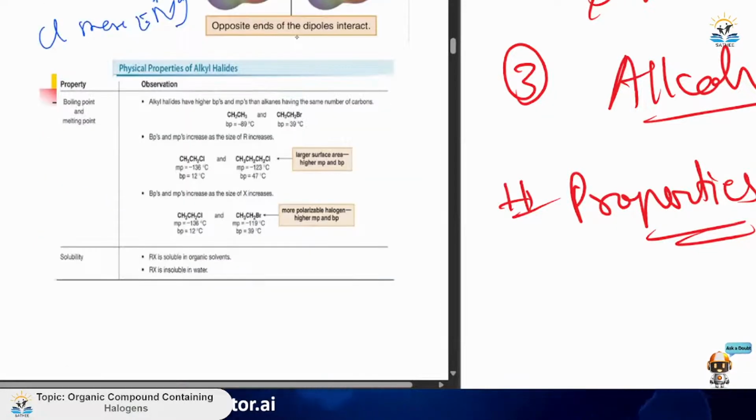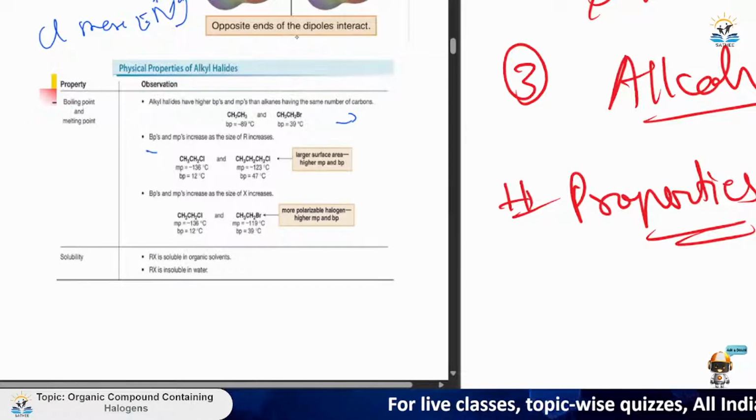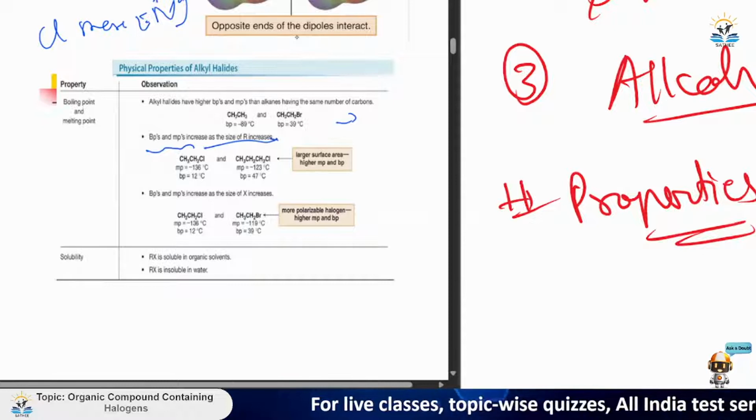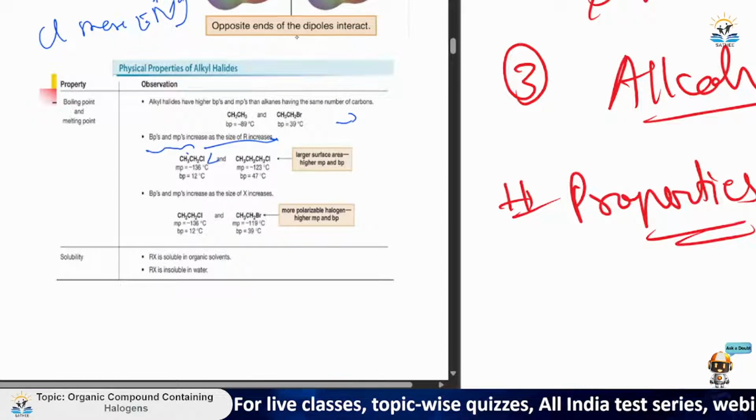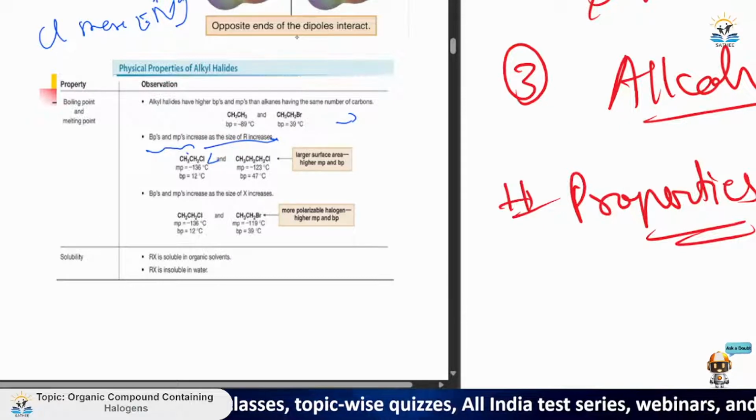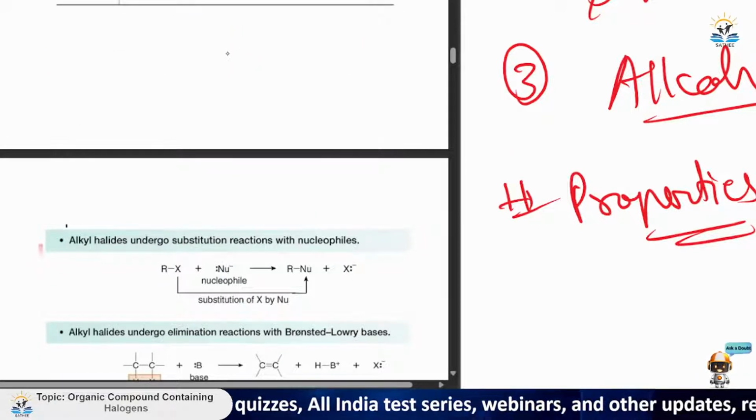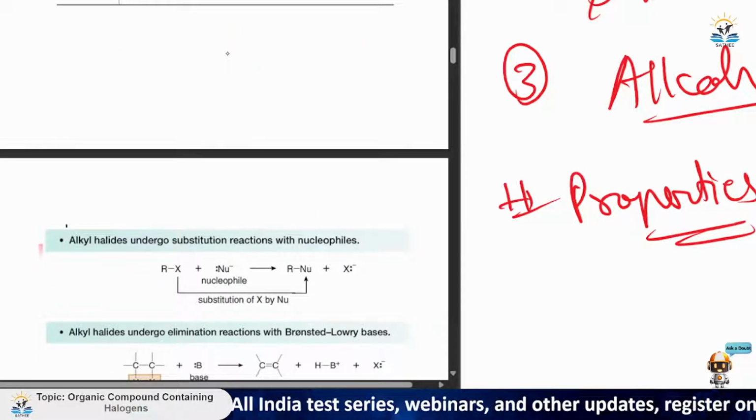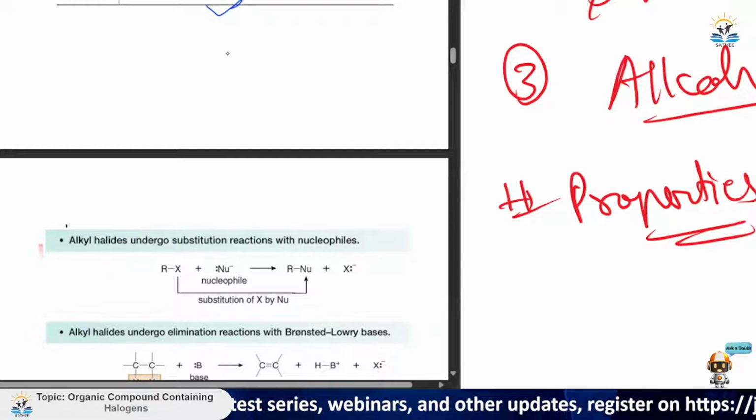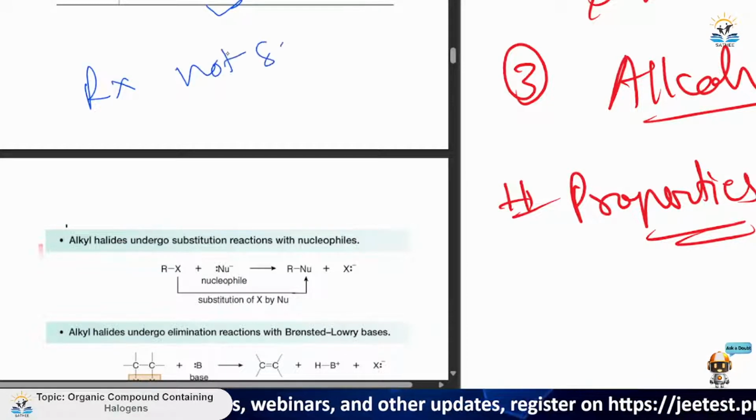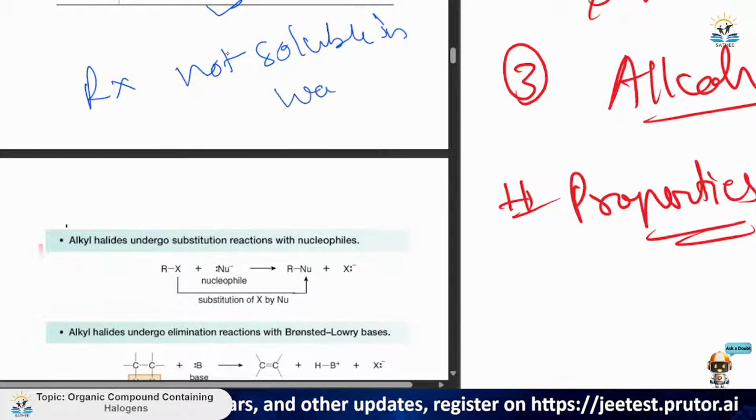Now, if we talk about boiling point and melting point, here we have given some boiling point examples. Alkyl halides have higher boiling and melting points than alkanes having the same number of carbons. Boiling point and melting point increase as the size of R increases. Now, if we talk about solubility, RX is soluble in organic solvents. RX is insoluble in water. RX is not soluble in water. You need to know that only.